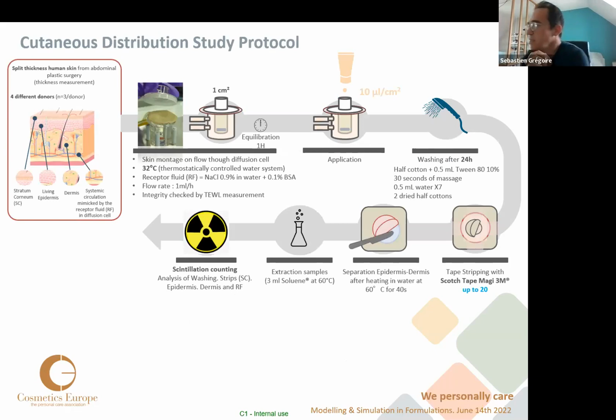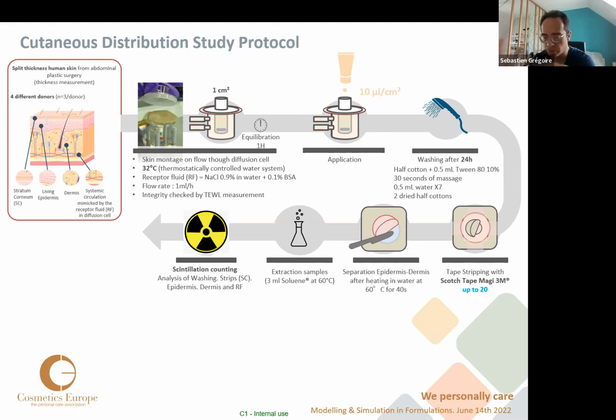Here is the classical skin distribution protocol. I don't know if you're familiar with such kind of protocol, but let me explain how we do that. For such kind of study, we are using abdominal human skin coming from plastic surgery. The skin is set up on Franz cells that define an exposure area, and it's made of different kind of components. You have the skin, you have a cap which defines the exposure area, and the receptor compartment is filled with the receptor fluid mimicking the blood circulation.